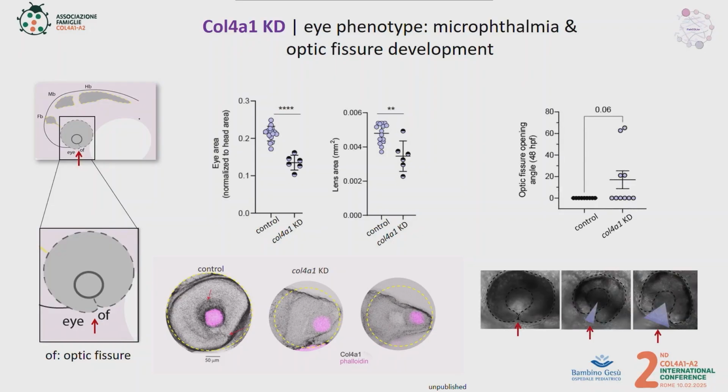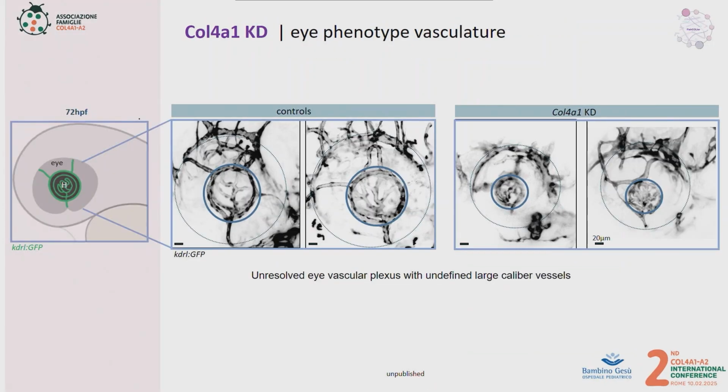And also we have the optic fissure failed to close in some of the embryos. It's not significant, but it's something that we can quantify and we start to see. So we definitely have an eye phenotype there. And also the hyaloid system within the back of the eye is unresolved with undefined vasculature of large caliber. This is something also we see very well. So we definitely can have a very strong eye phenotype in our mutants.